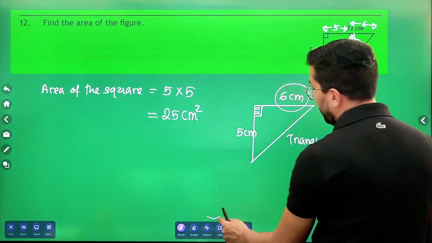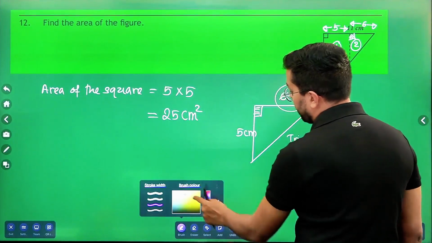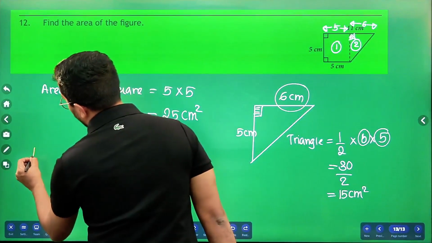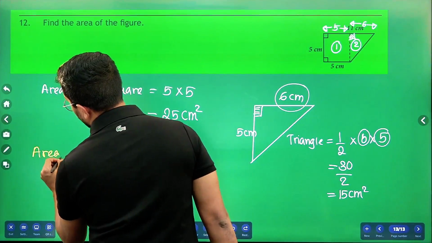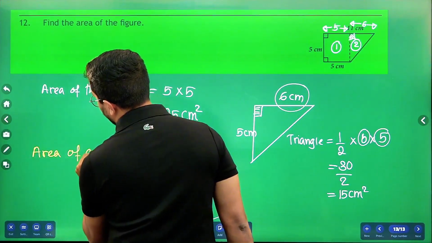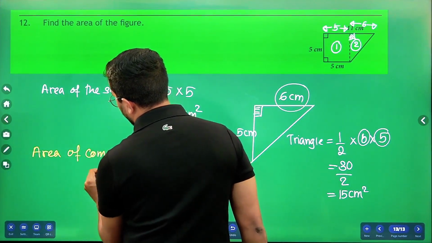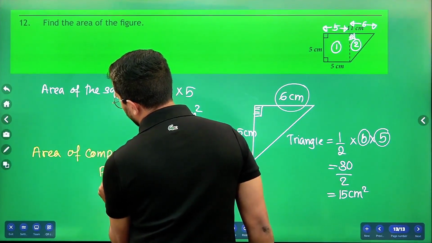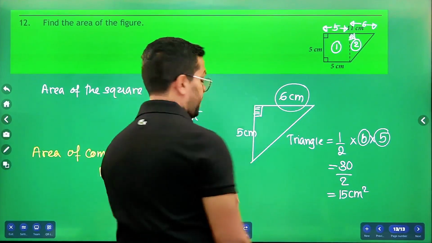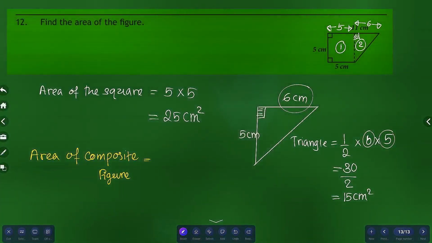Right. Shall we calculate the area of the composite figure? How to calculate the area of the composite figure? Now the area of the composite figure will be the sum of these two numbers, right?